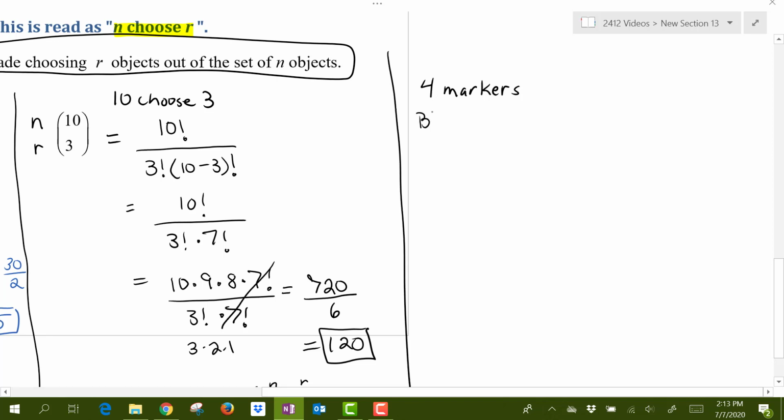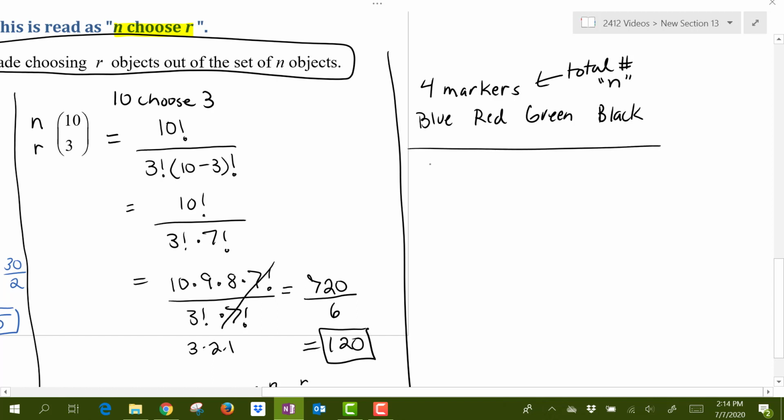And those markers are different colors. So let's say I have a blue marker, a red marker, a green marker, and a black one. So they're all different colors. And so this represents the total number of markers that I have on the table. In this calculation, this is actually the N value, so the total number of objects that you have. Okay. So let's say that I would like to choose 2 at a time.